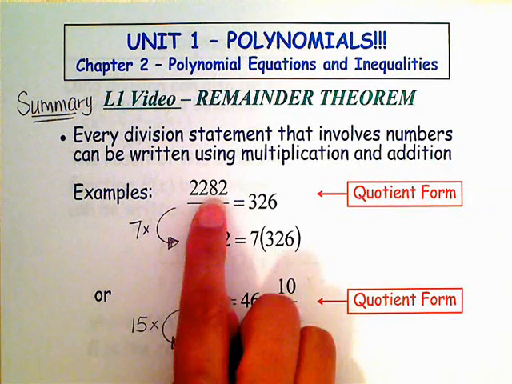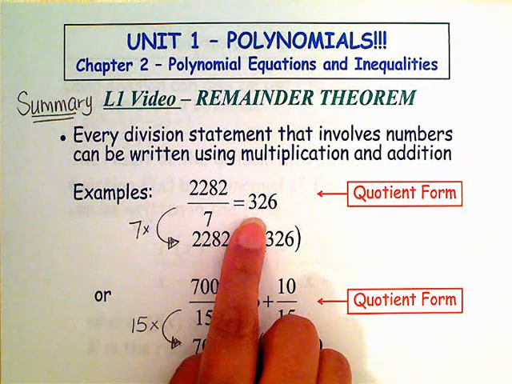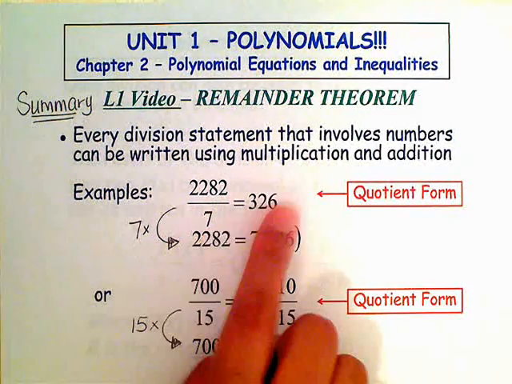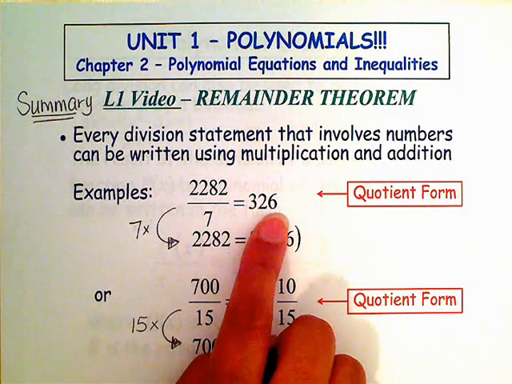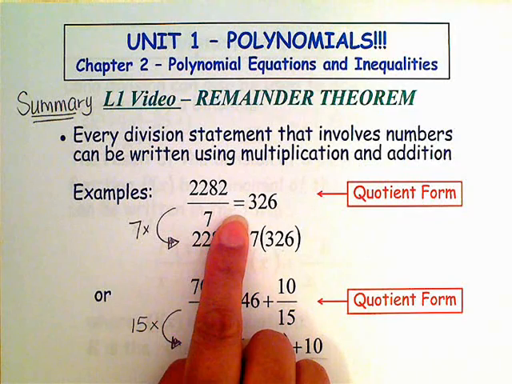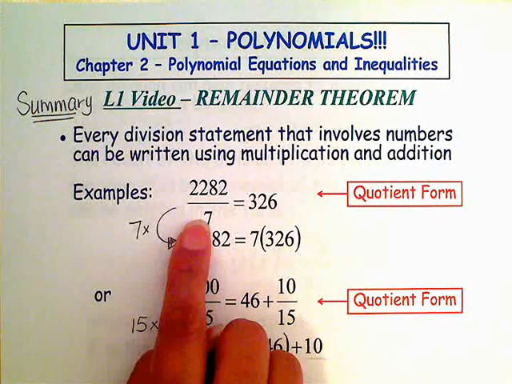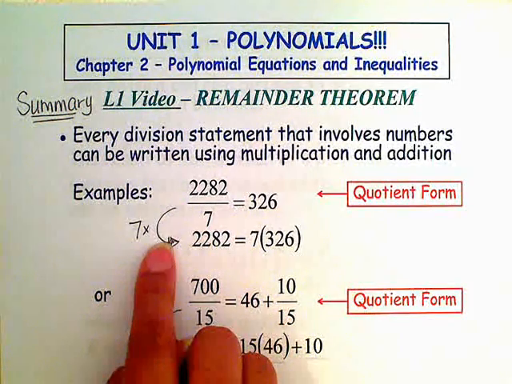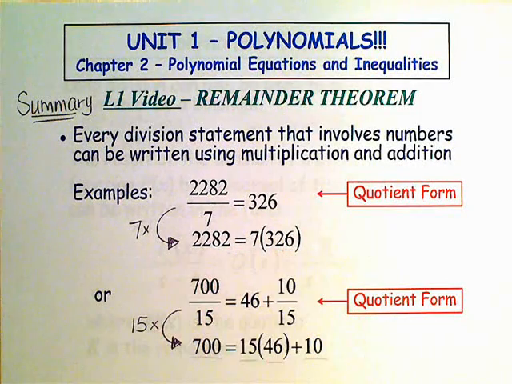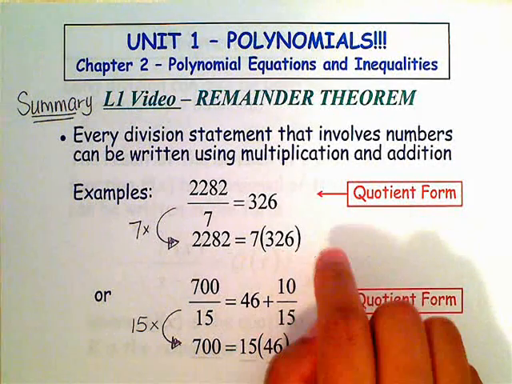If you have 2,282 divided by 7, that gives you a result of 326. So if I take this number and I divide it equally into groups of 7, I get 326 as my result. Okay. Now I can rewrite this as a statement that involves multiplication instead. And the way I can do that is by taking the divisor that I have here, which is 7, and multiplying that divisor on both sides to get a result of 2,282 is equal to 7 times 326. Okay. So here we're going from quotient form into a different form where we can actually check our answer.